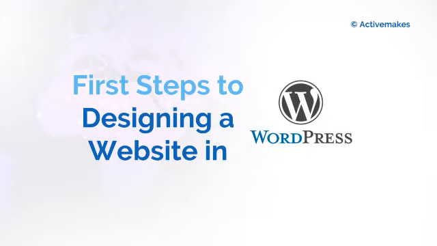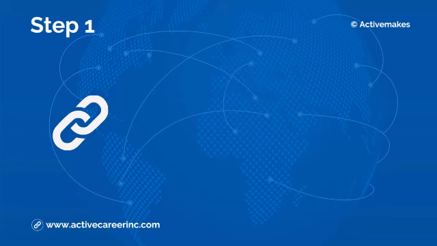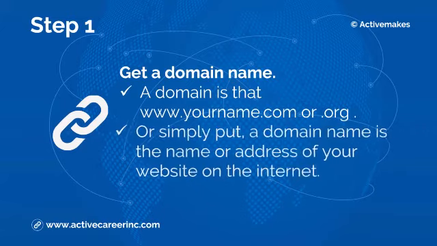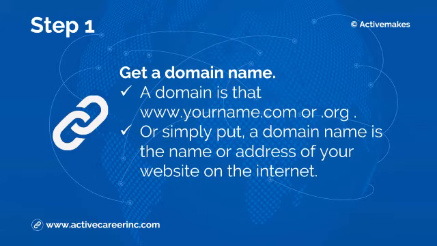So let's get to our first lesson today, which is entitled Designing a Website in WordPress. Step number one, get a domain name. A domain name is that www.yourname.com or .org. Or simply put, a domain name is the name or address of your website on the internet. It typically identifies you from the rest of the people that have websites on the internet.